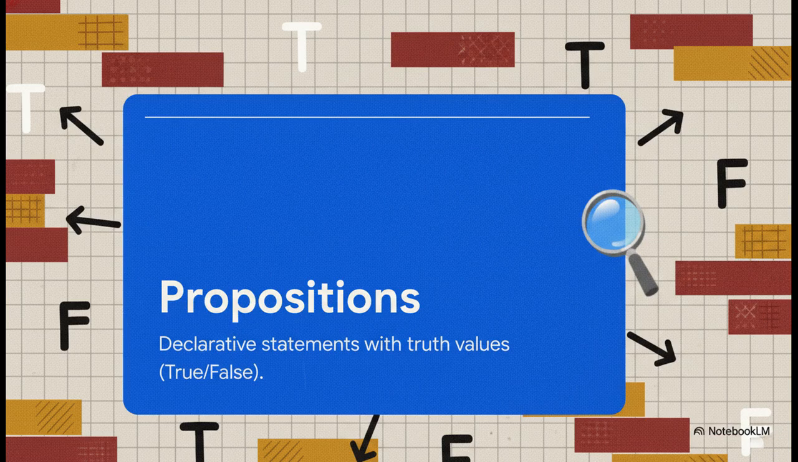The sky is blue. That's a proposition. I like pizza. Proposition. But a question like, what time is it? Well, that's not a proposition because it literally cannot be true or false. These binary bricks are the simple, unbending foundation upon which the whole shebang of complex logic is built.